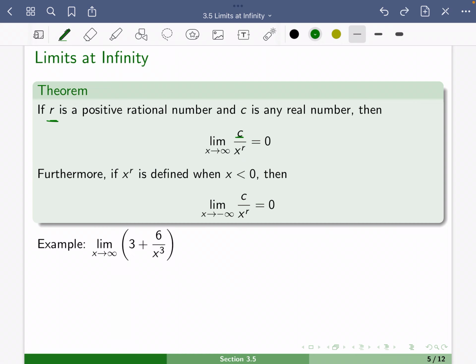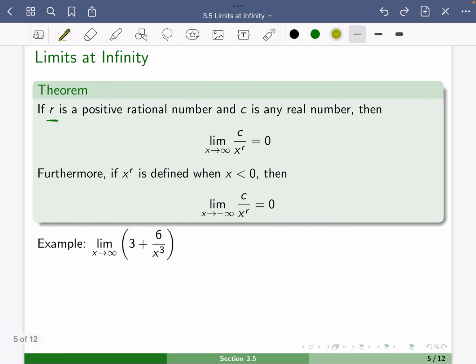So if you have some number over some variable raised to a positive rational power, then that limit is going to be 0. Furthermore, if x to the r is defined when x is less than 0, then the limit as x goes towards negative infinity of that same thing is also 0. So let's look at an example.